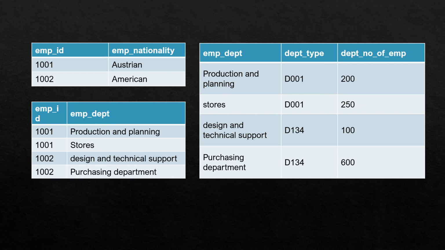So here the functional dependencies are employee ID to employee nationality, and employee department to department type and department number of the employee. The candidate key for the first table is employee ID, for the second table it is employee department, and for the third table it is employee ID and employee department. So this is how this database is converted into BCNF, and as in both functional dependencies the left side part is a key, this is now in BCNF form.